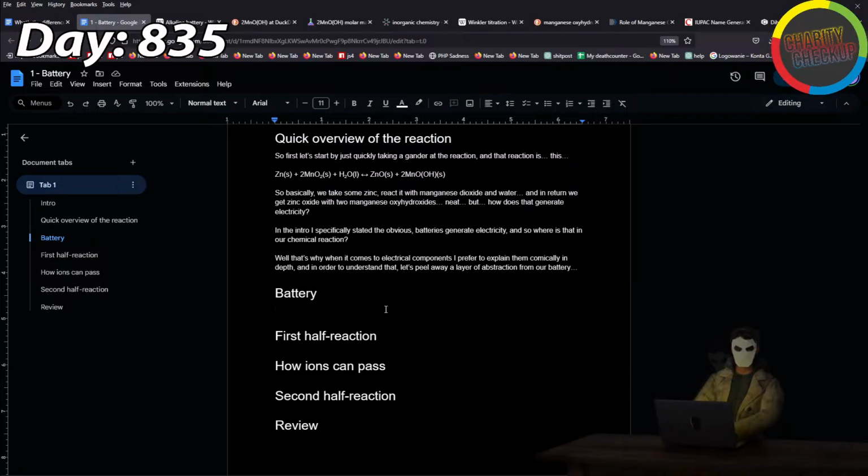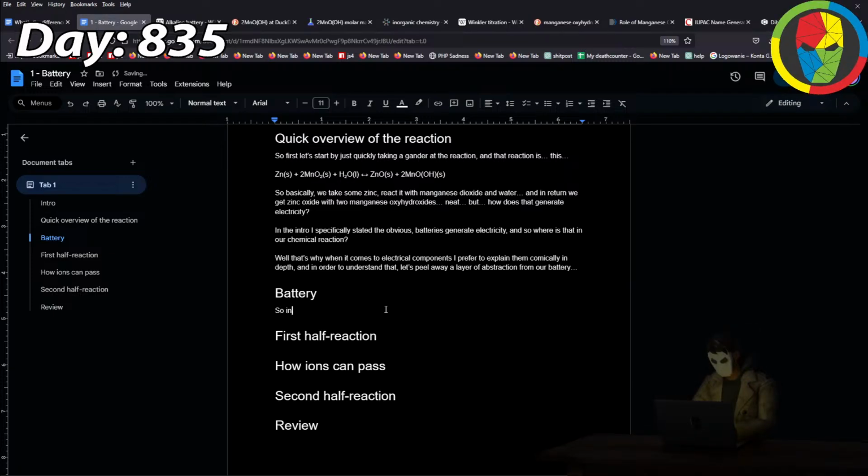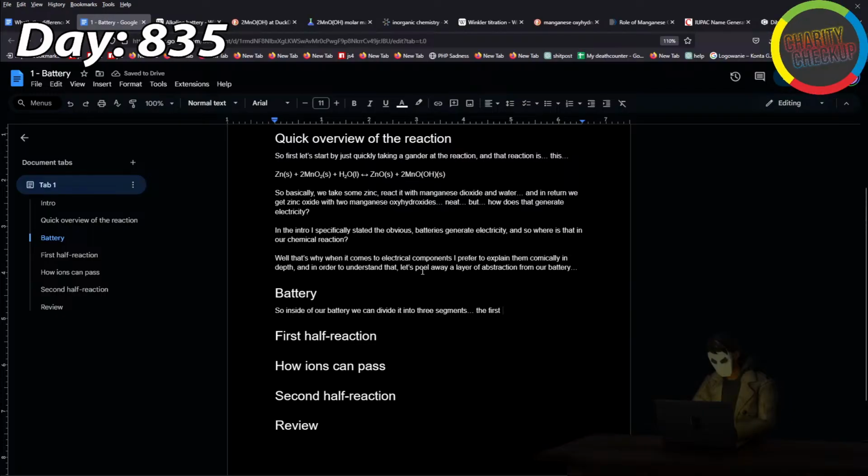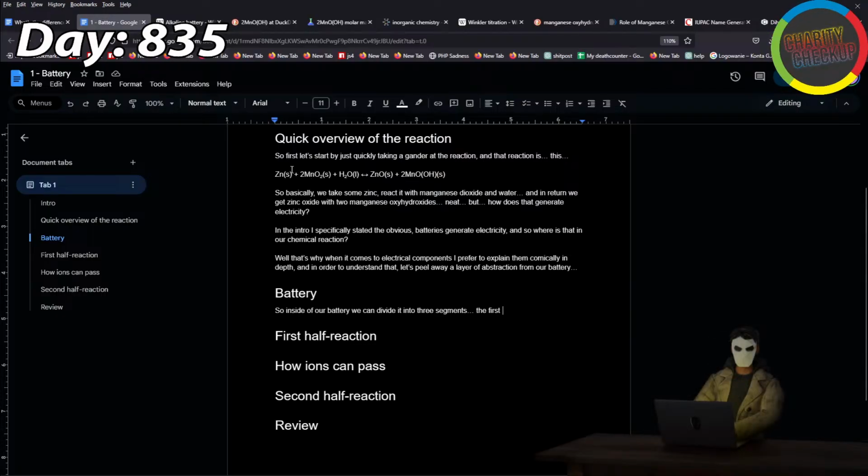Okay, battery. Battery can divide into 3 segments. The first... zinc was in the... No, wait. In the middle was... Because manganese oxide... potassium hydroxide was in the middle to move the oxides.